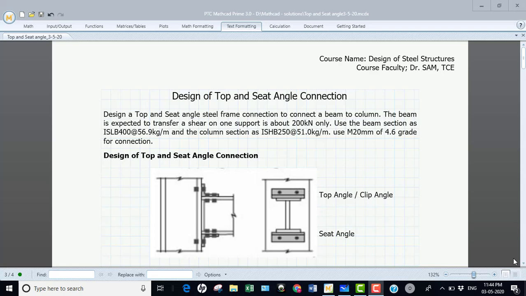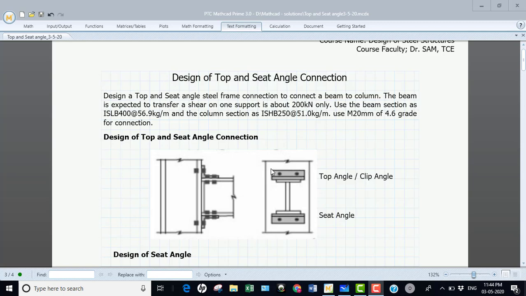Welcome to the lecture on design of top and seat angle connection. I will explain the design principle of top and seat angle connection through a numerical example. In this example, the top and seat angle has to be designed to connect a beam of ISLB 400 to a column of ISHB 250. Through this connection, the beam has to transfer a shear of 200 kilonewton. So this is a shear connection or simply supported connection.